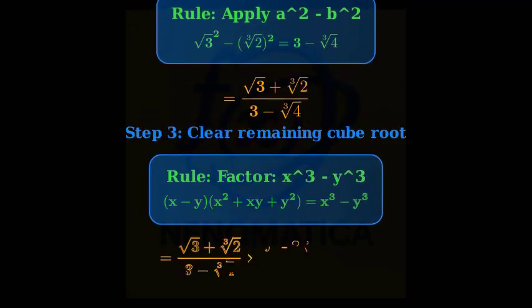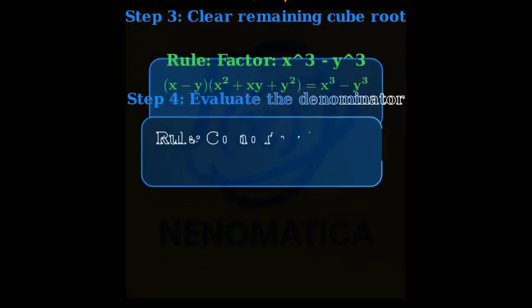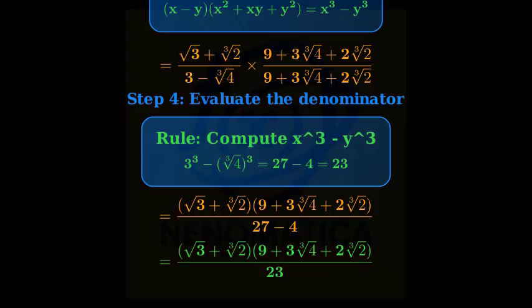Step 3. We still have a cube root in the denominator. Multiply by the expression x squared plus xy plus y squared, with x equal to 3 and y equal to the cube root of 4, so that the denominator becomes x cubed minus y cubed. Step 4. Evaluate the denominator. 3 cubed is 27, and the cube root of 4 cubed is 4. So the denominator is 27 minus 4, equal to 23.